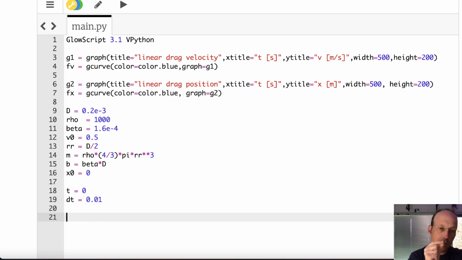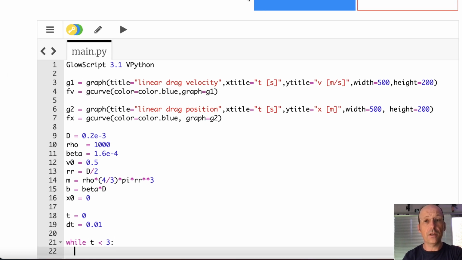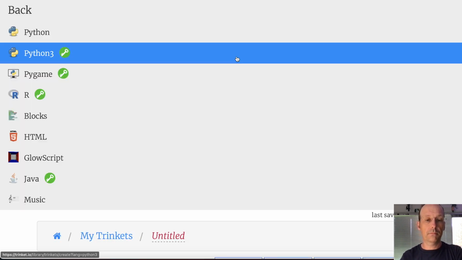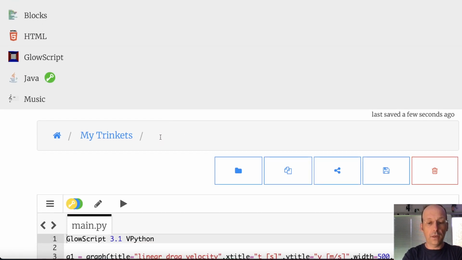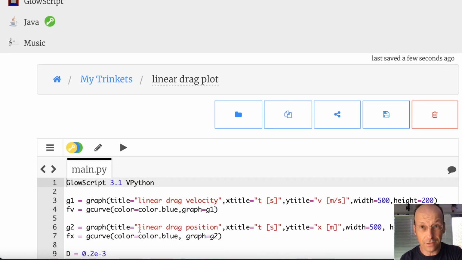And now what I'm going to do is I'm going to plot. I'm just going to pick a time. Let's say 3 seconds. Okay, I'm going to run it for 3 seconds. We can change it if we need to. So I'm going to say while t is less than 3, do the following. Did I save this? No. I didn't give it a name either. Linear drag plot. Save. How can I give you the code if I don't save the code, right?